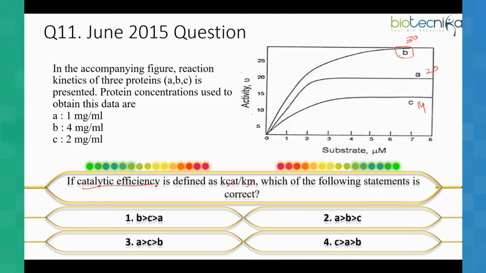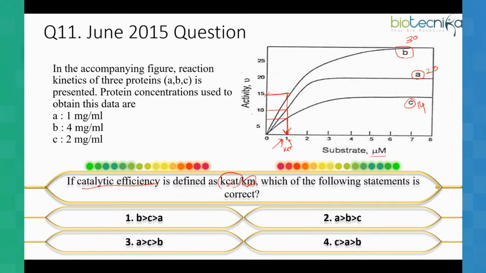If we take B, then 30 by 2 will be 15. Touch the B line and extrapolate it down. You will get the Km of B, which is 1. That means 1 micromolar substrate will be required to reach half of the maximum velocity 30, which is 15. Same thing if you do for A, 20 by 2 will be 10. From 10, touch the A line and bring it down. Again, you are getting Km as 1. From 14 also, if you take 7 and touch the C line, it is also coming to 1. So basically for all A, B, C, the Km value is the same, which is 1.